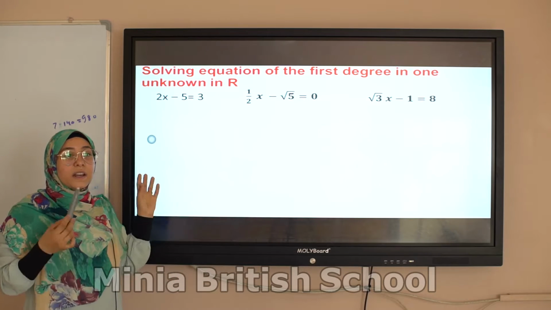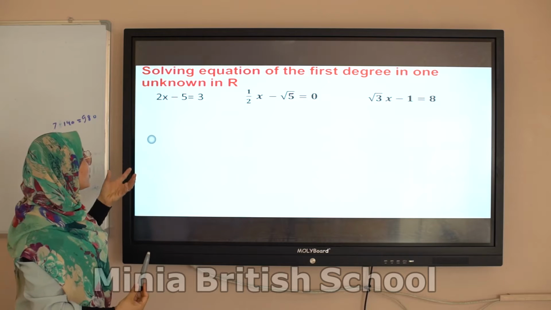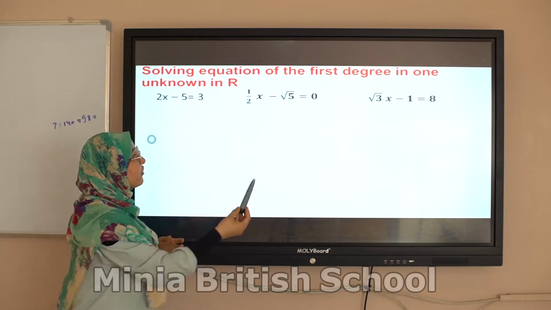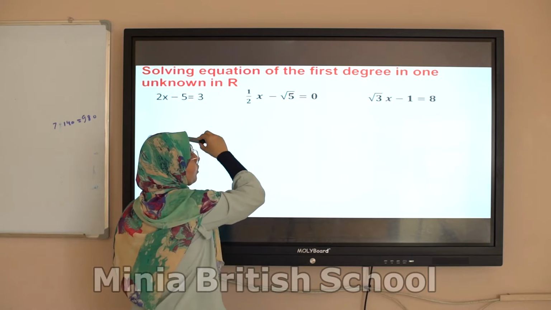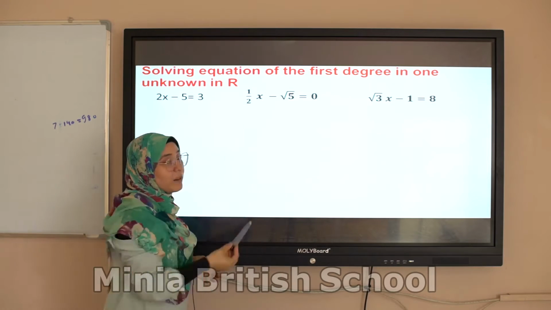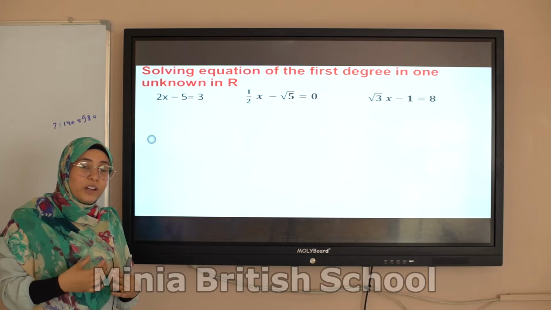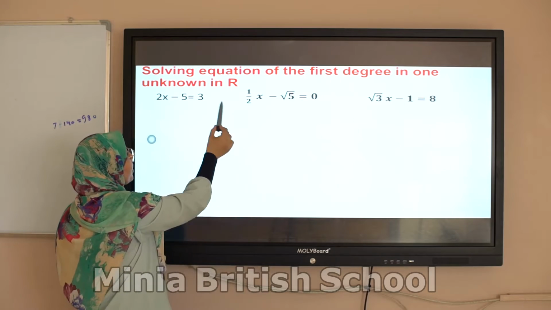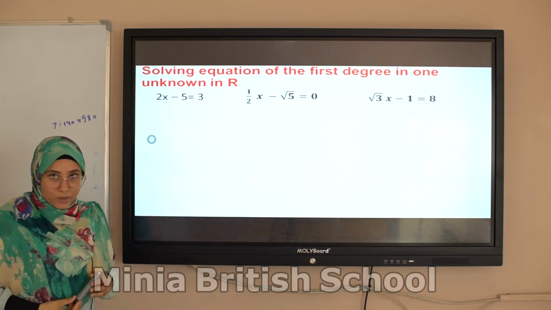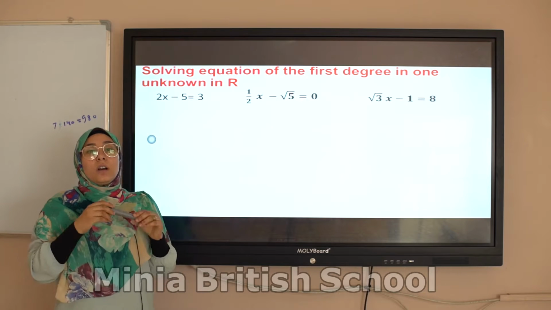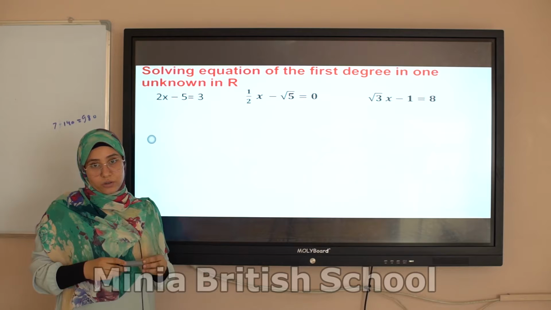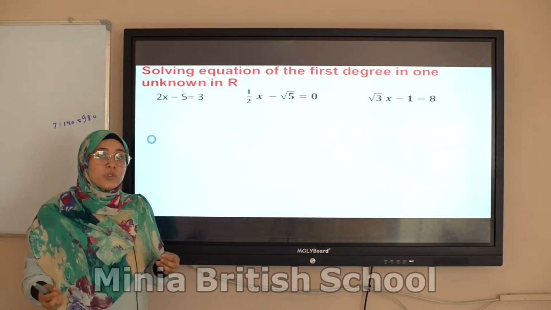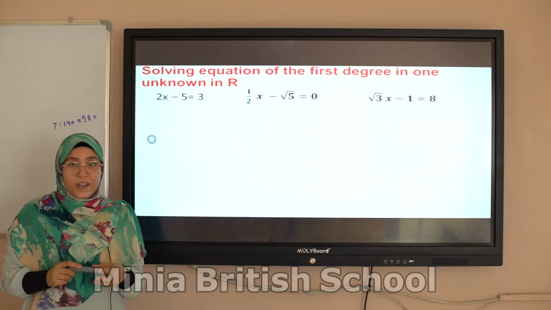So what is this equation called? Each equation is an equation of the first degree in one variable. First degree because the index of the variable x equals 1, and one variable, because I have only one variable here, which is x, okay? Now, I need to solve this equation. Solving an equation means finding a real number which satisfies the equation.